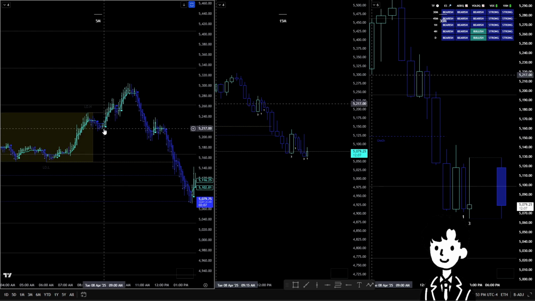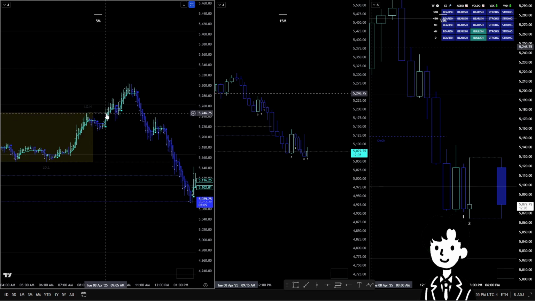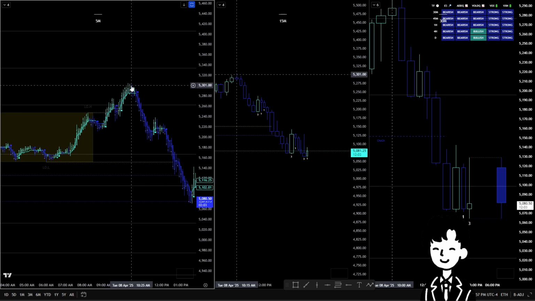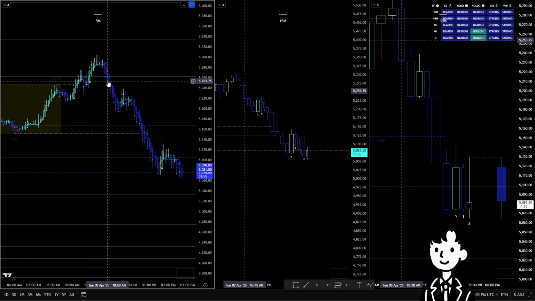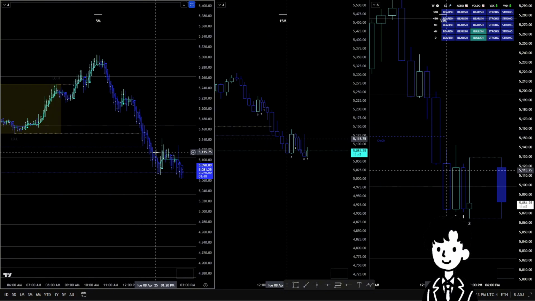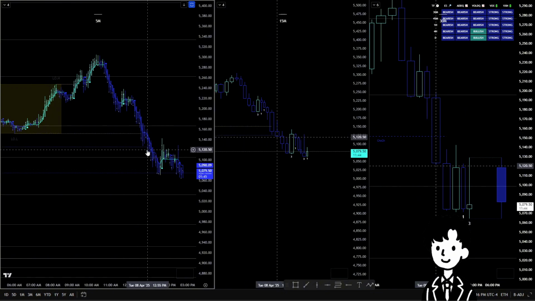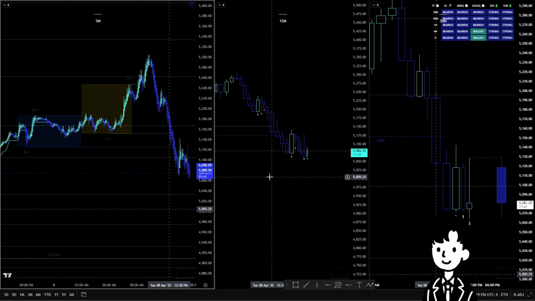We had a pullback and then a break of structure here, and then bam, nice movement on the upside. And then it decided to reverse until it broke the low and nice downside. It also broke the low of the Asia session as well. There's like massive moves here.